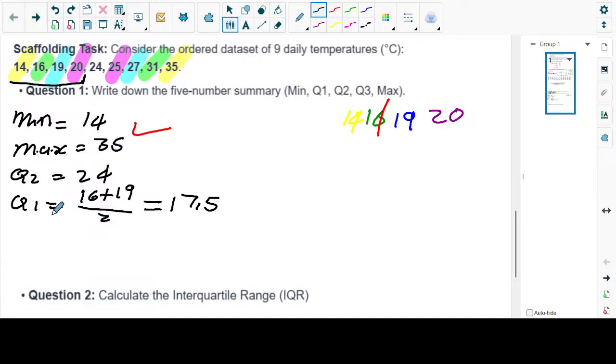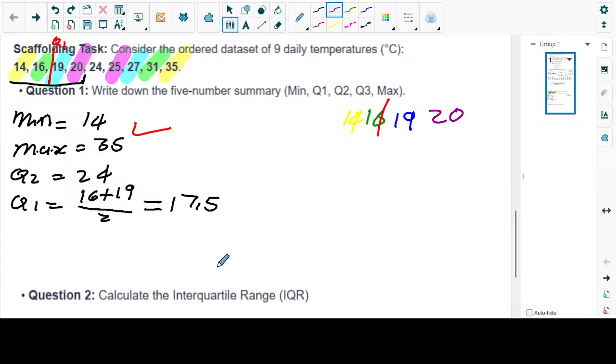Okay. So now if you check, 17.5 is not part of our data. So I'm just going to write what is between, like you draw a line there to say it's between 16 and 19. Then you write what this one is: Q1. Q1 is between 16 and 19, so Q1 is equal to 17.5. Yeah, that's our Q1.